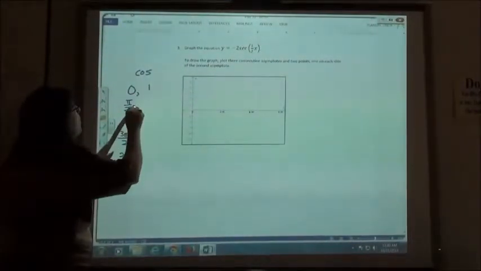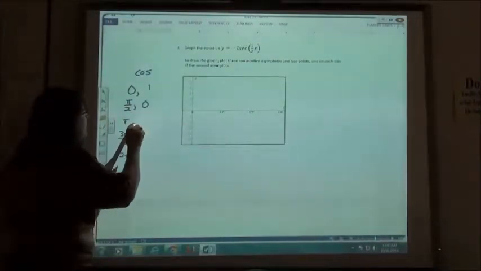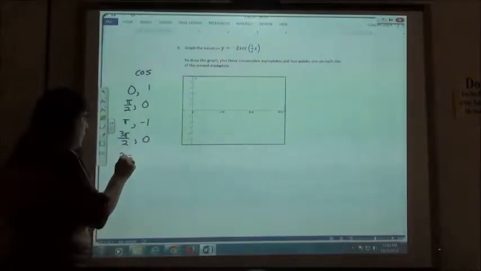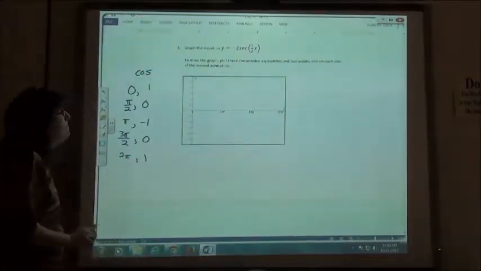At 0, we usually go up 1. At pi over 2, we're at 0. At pi, we're down 1. At 3 pi over 2, we're at 0. And at 2 pi, we're back up 1.